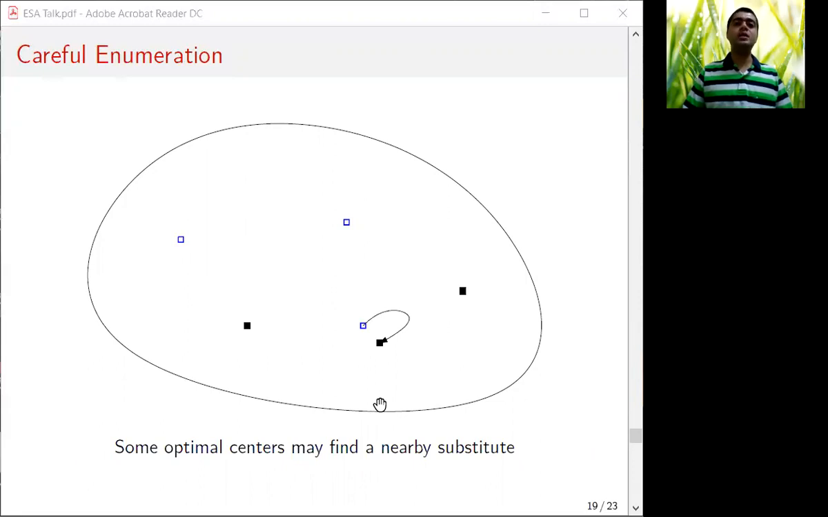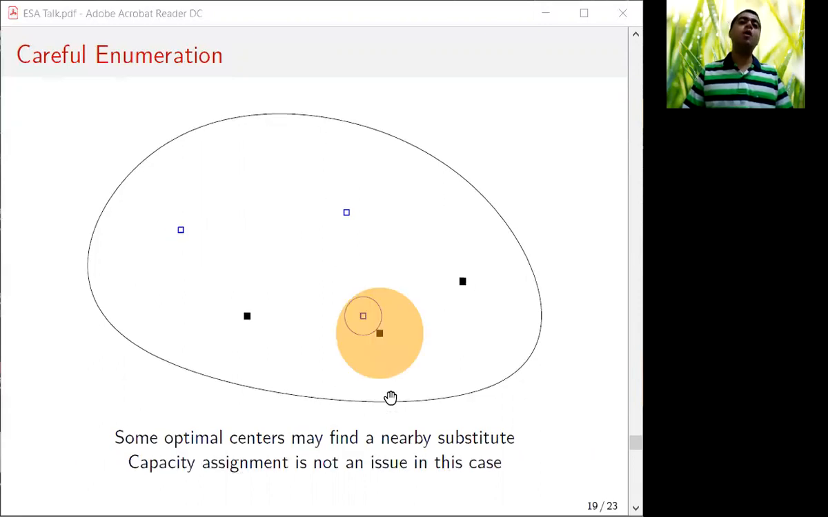And some of the optimal centers may be lucky because they find a replacement that is reasonably close. This means that a ball of radius, let's say 5 Ri, will completely cover the optimal ball of radius Ri. And this is good because all the points that are assigned to the optimal Ri ball, all the points inside this ball, can already be assigned to the replacement 5 Ri ball because they are also contained in the larger ball. So this is a good case.